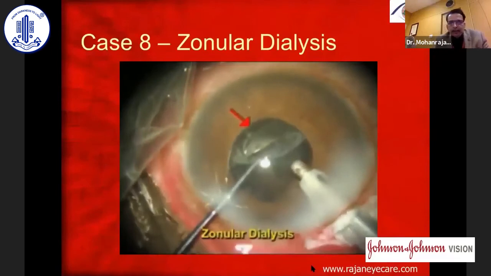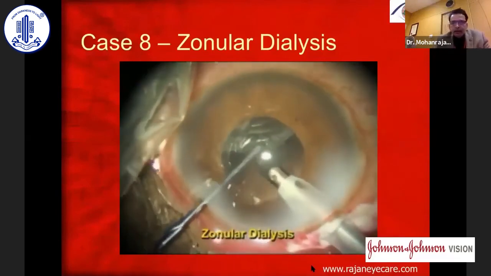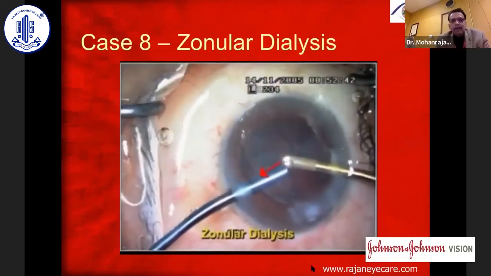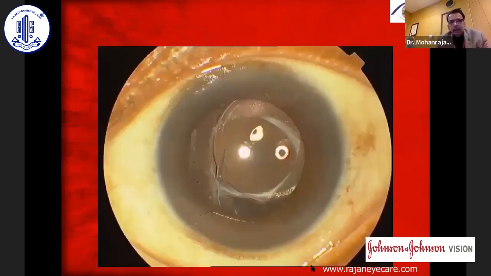Again, another patient with zonular dialysis. Again, no toric lenses, because with zonular dialysis you cannot guarantee long-term centration of these lenses. I put a multi-piece lens, and even then the multi-piece lens decentered. Not a toric lens, even a multi-piece lens decentered in this particular case.